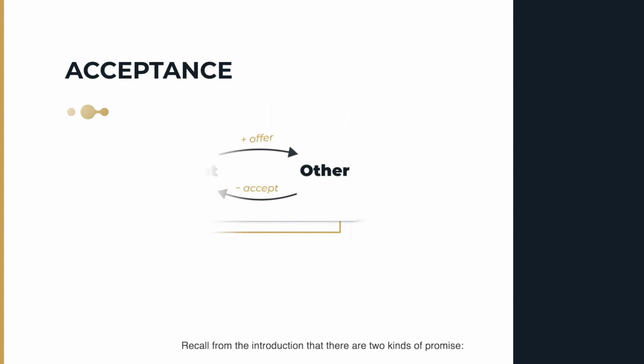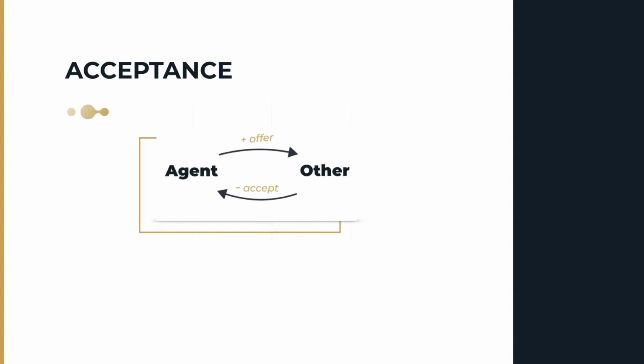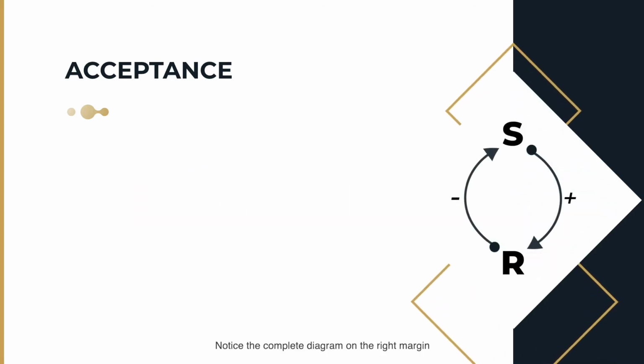Recall from the introduction that there are two kinds of promises: plus offer promises and minus acceptance promises. Now notice the complete diagram on the right-hand margin. This is what a promise diagram looks like. Imagine sketching that on the back of an envelope to represent this interaction.